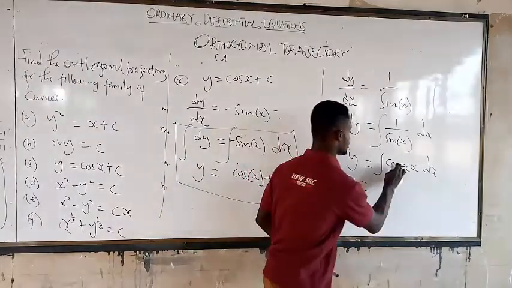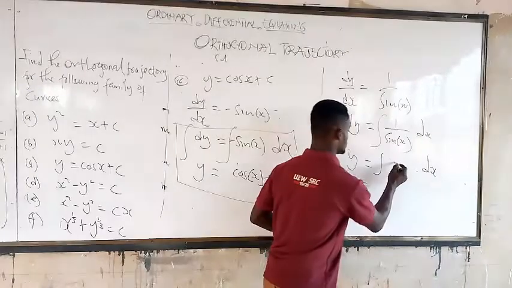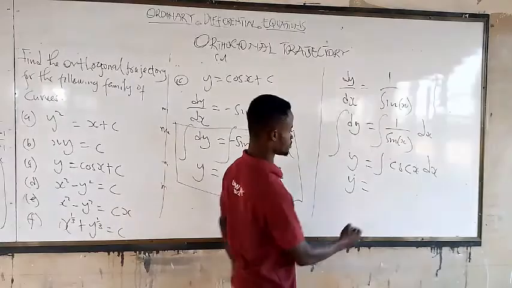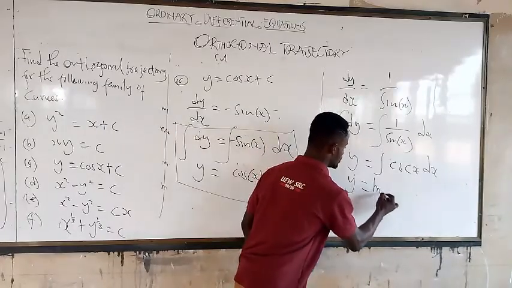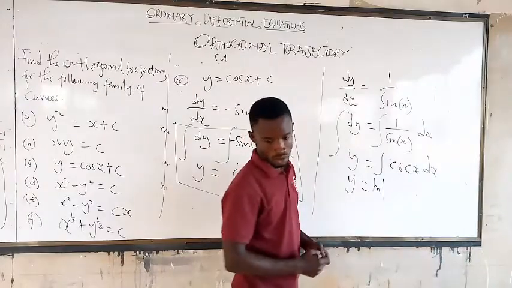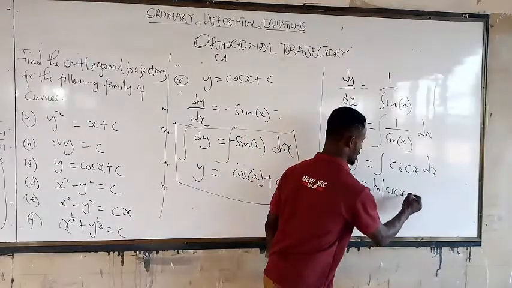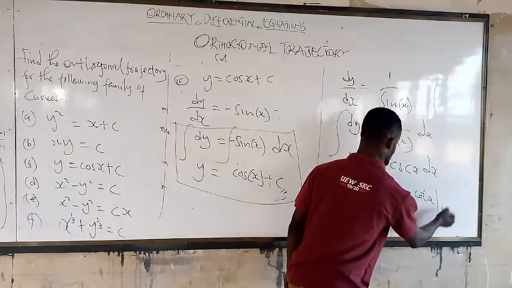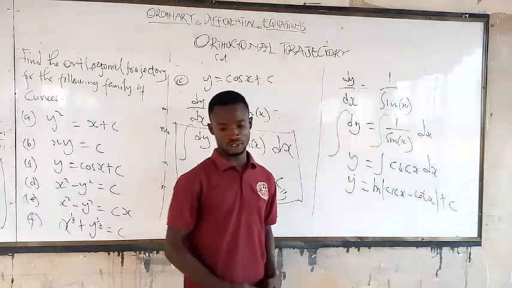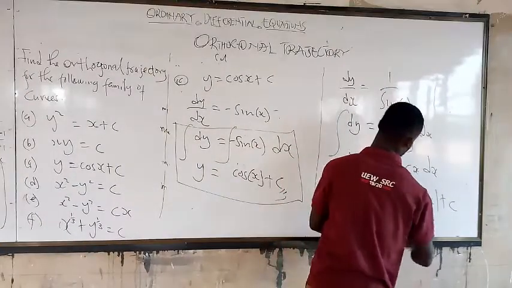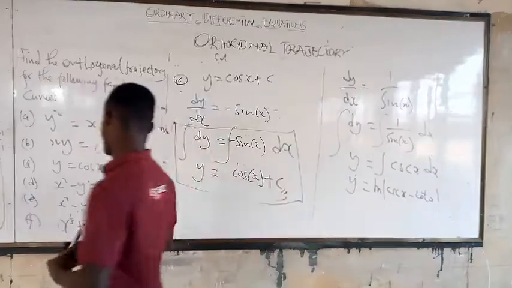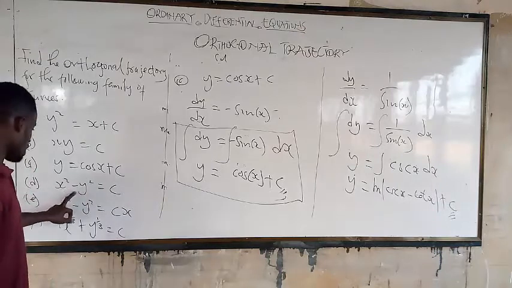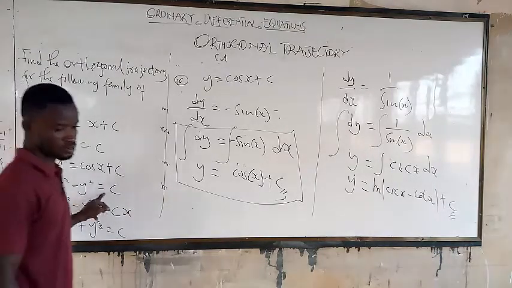So y is equal to the integral of cosec s, which is just ln of cosec s minus cot s plus c. So this is going to be our final result for that question. Alright, where are we? We are done with this. We are now here, and I hope we can continue with this one.